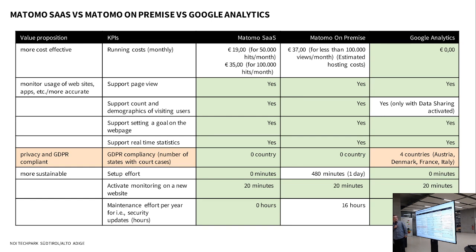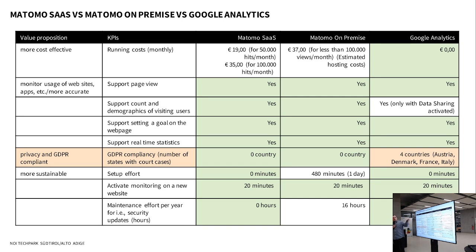So basically we saw the running costs. Of course, Google Analytics is free, so you don't have to pay anything. Matomo, as software as a service on the cloud, you pay 19 euros for 50,000 hits a month, 35 for 100,000 hits a month, and if you go above that, you have to contact them directly and make a special deal with them, a contract, depending on how big your website is.